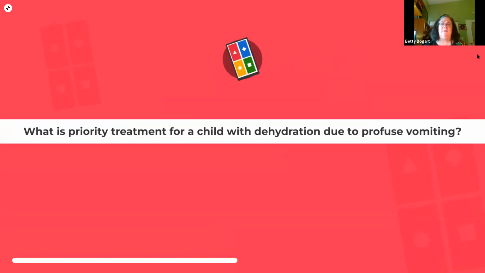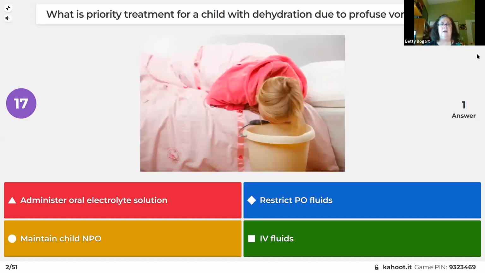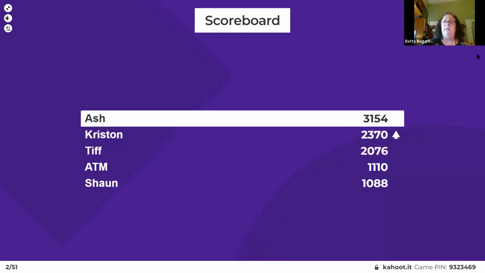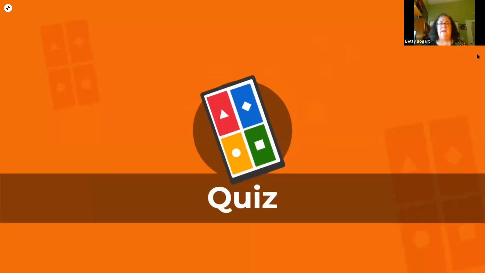What is priority treatment for a child with dehydration due to profuse vomiting? How do you take care of that? So if you're vomiting, you're not going to give them something by mouth. Profuse vomiting, that means a lot. Don't put anything more in their mouth. What you're going to do is give them IV fluids, give them an antiemetic, and then after a while reintroduce something orally, but you don't want to continue the vomiting cycle.